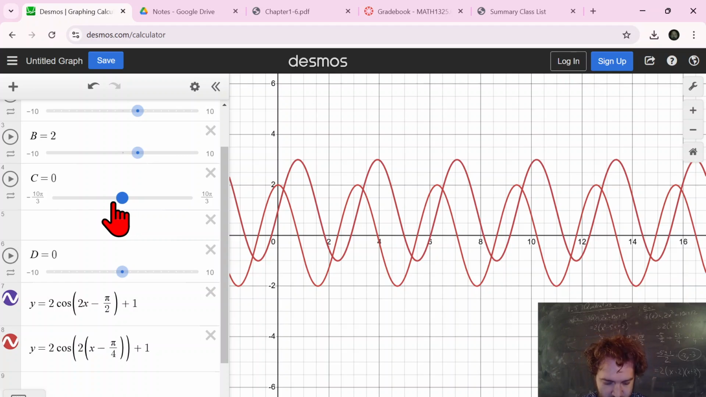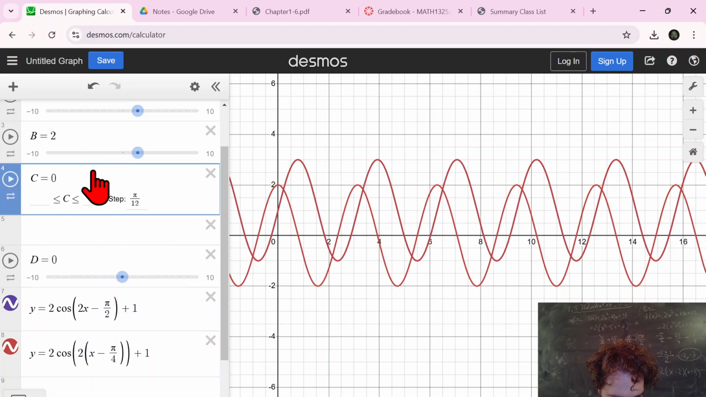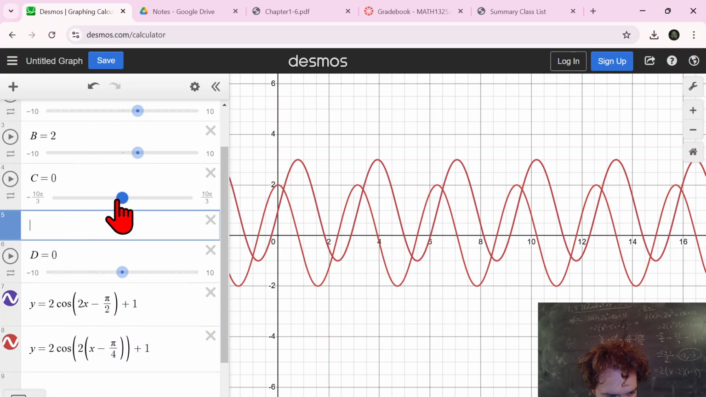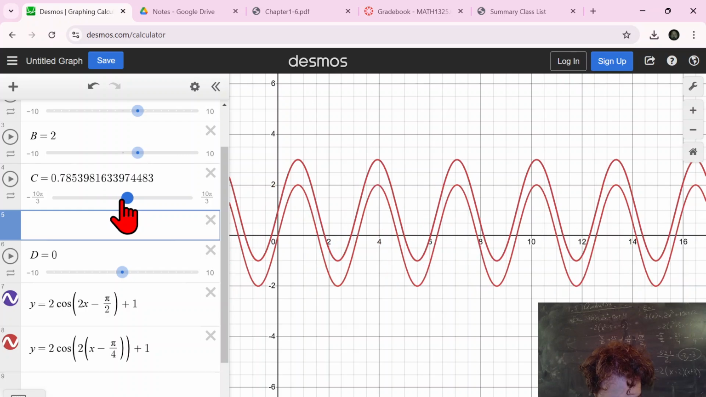Give me just a second. I want to make sure that we're in the right step here because I forget what I have this set up. Step is pi over 12. Okay. So that means pi over 1, 2, 3. That's pi over 12 right there.